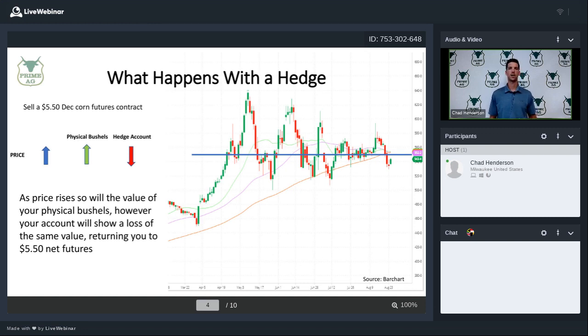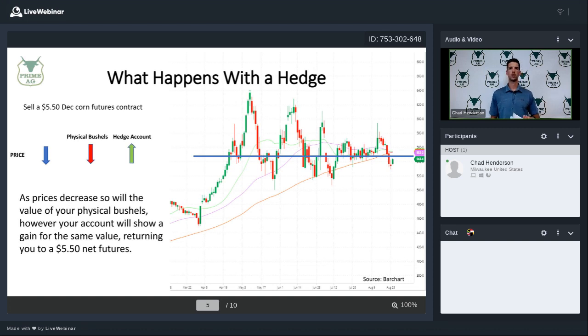If prices rise, you are going to have a loss in your hedge account. You sold the futures contract. It is now going against you. The market's moving higher. However, you need to keep in mind that your physical bushels, which you're still holding and that you have not delivered or committed to any elevator, you've only committed them to the board, are also gaining that same penny-for-penny move. So in a quick example, if we were to sell the 550 contract on Monday and on Tuesday corn is at 560, you would have a 10-cent loss in your hedge account, but it would be offset by a 10-cent gain in your physical bushels. This would bring you back to that 550 net futures price.